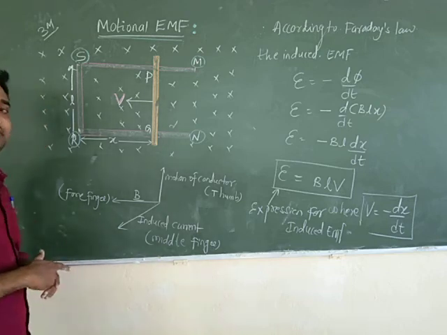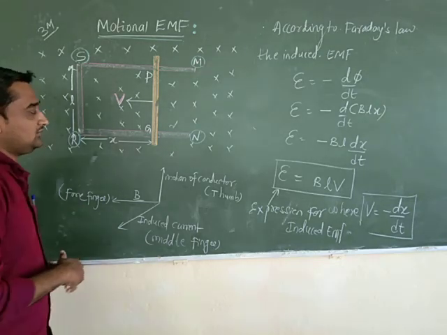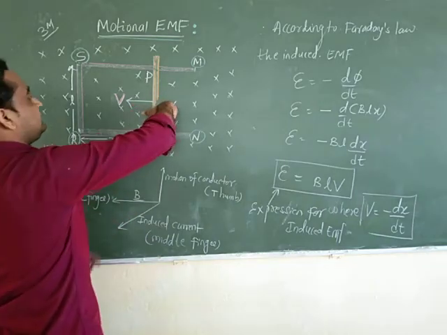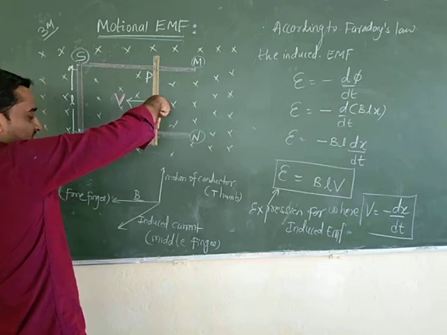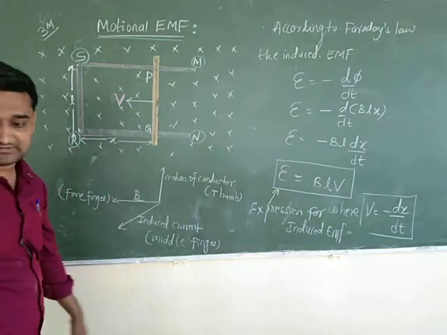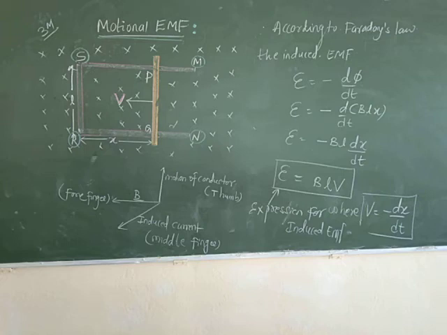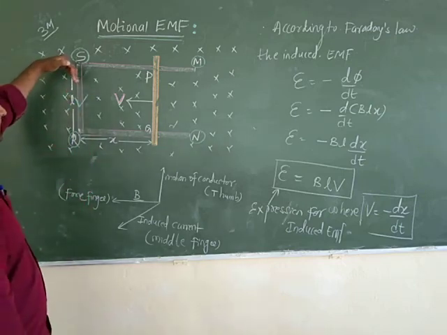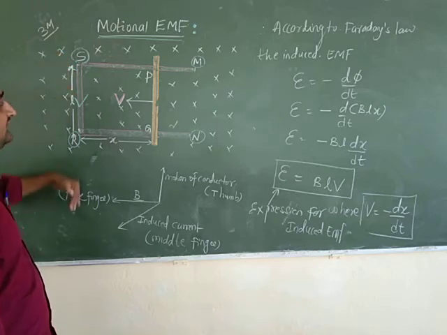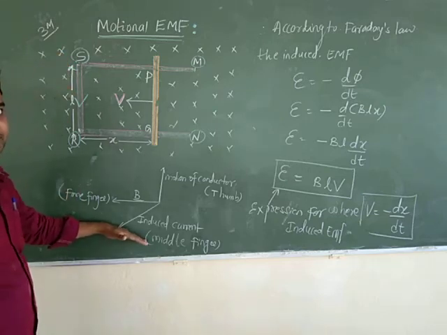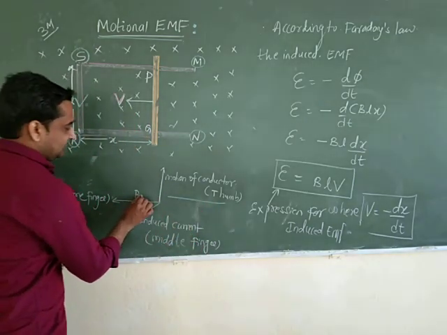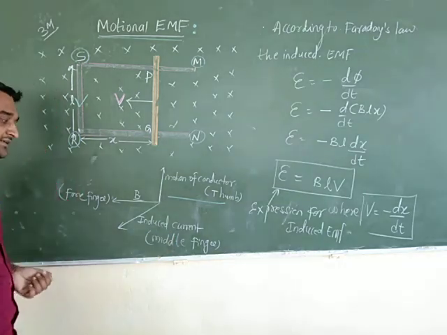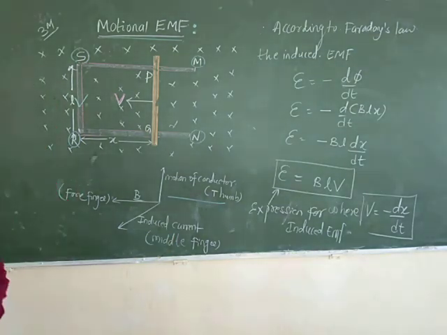When we stretch the three fingers at right angles, this is the direction of the magnetic field, this is the motion of the conductor, and this is the direction of the induced current. So the direction of the induced current will be in this direction, that is, downward in this case. So it depends upon the motion of the conductor and the magnetic field direction, and we have to find the direction of the induced current.